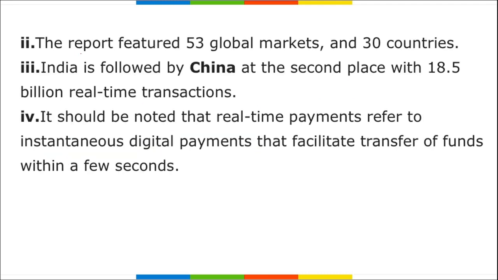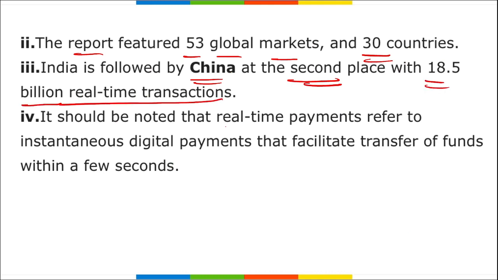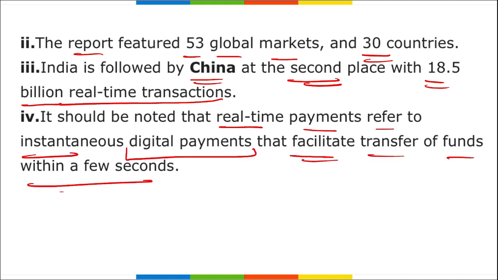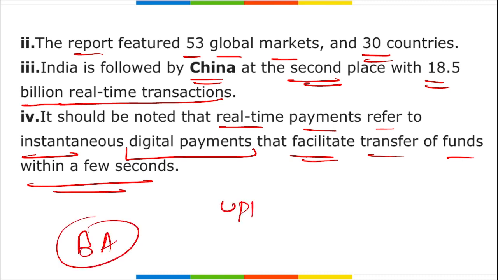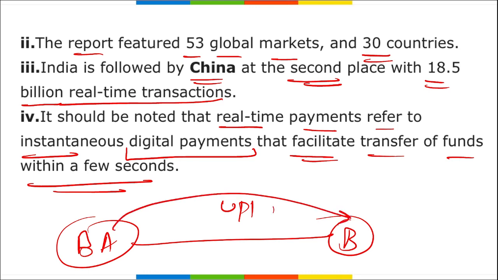Next, the report also featured 53 global markets and 30 countries. India is followed by China in second place with 18.5 billion real-time transactions. It should be noted that real-time payment refers to instantaneous digital payments that facilitate transfer of funds within a few seconds. What does UPI do? You pay from bank account A to bank account B. Within seconds, the amount will be transferred from A to B, and this is your Unified Payments Interface.